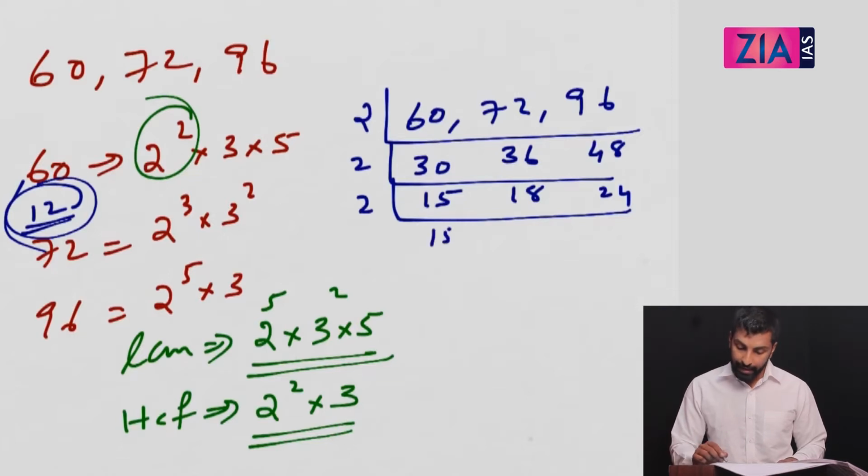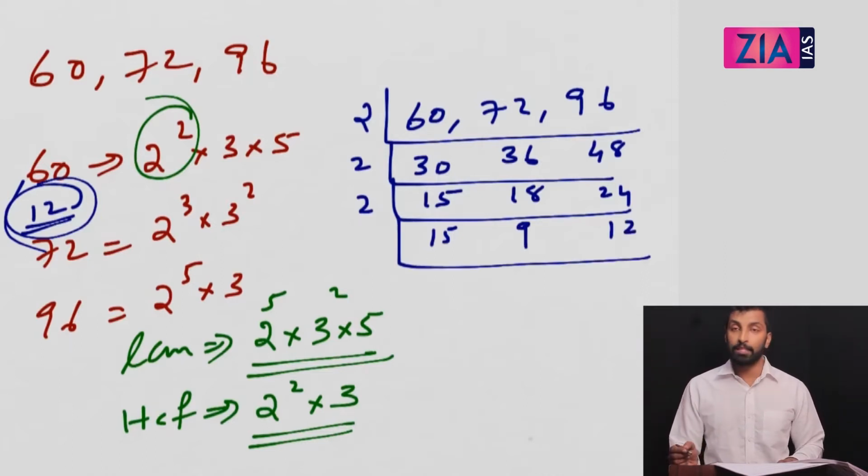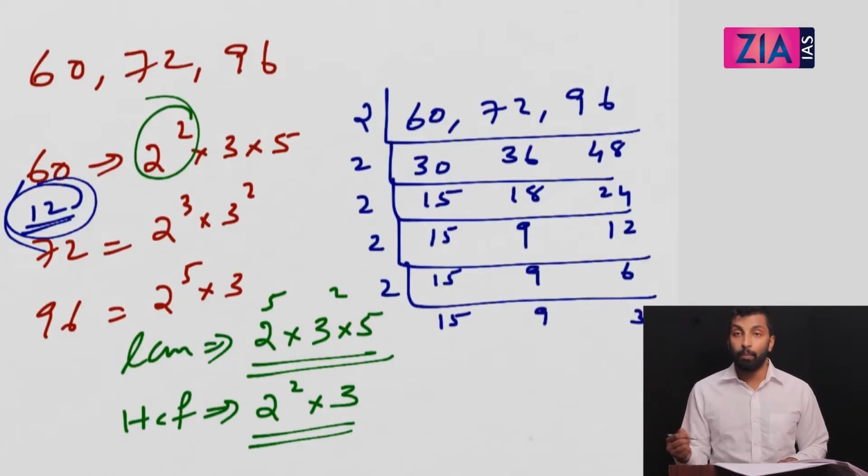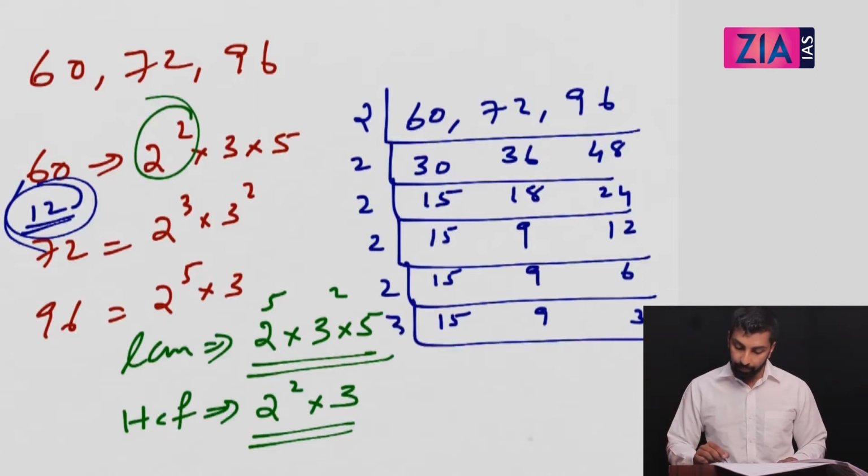Further continue with 2. You will drop 15 like that because you cannot divide 15 with 2. Then 18 you get 9, 24 you get 12. Still there is one term which is a multiple of 2, so you continue with 2. 15 you drop like that, 9 you drop like that, 12 becomes 6. Further again 2, because one term is a multiple of 2, then it becomes 15, 9 and 3. Now there is no multiple of 2, so you need to proceed with the next prime number. So you'll go with 3. So you get 5 here, you get 3 here, you get 1 here.